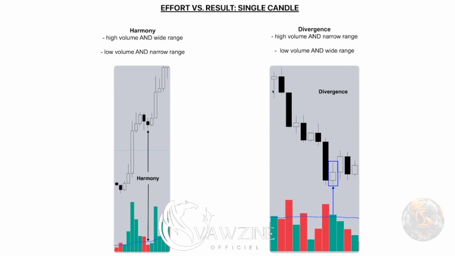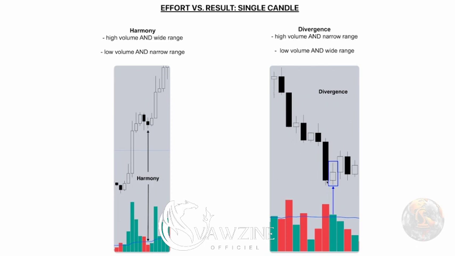Divergence is the inverse. It's high volume with a narrow range, meaning a very small candle but high volume. That's telling you something. That's telling you the price isn't moving in the direction of trend as easily. Or low volume with a wide range, which is an inefficient move and is telling you, why would there be such a wide-ranging candle but low volume? Maybe this move is not sustainable and the trend will reverse.